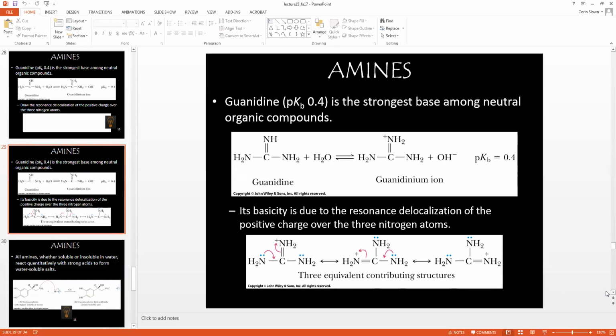If you identified that its basicity is due to the resonance delocalization of that positive charge, then you were able to show the 2 arrows indicating the movement of electrons for these compounds. You'll quickly notice that these are 3 equivalent contributing structures.